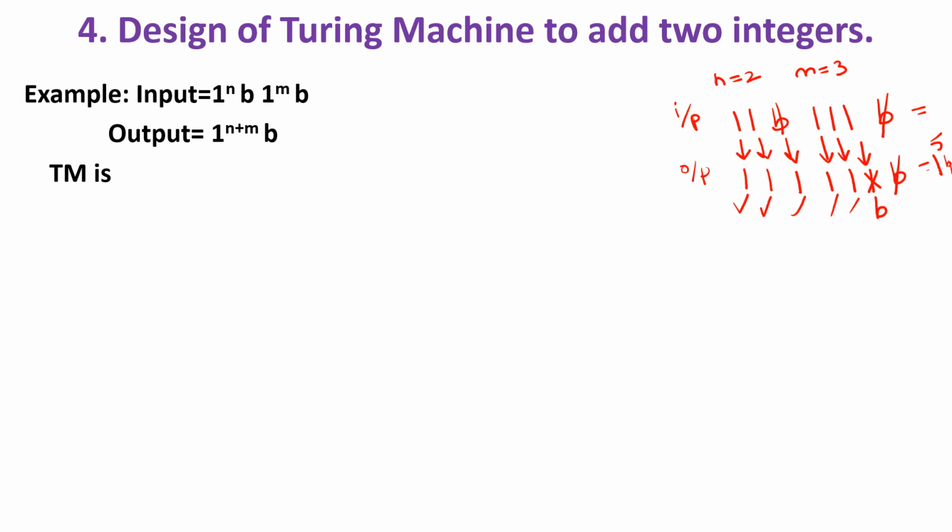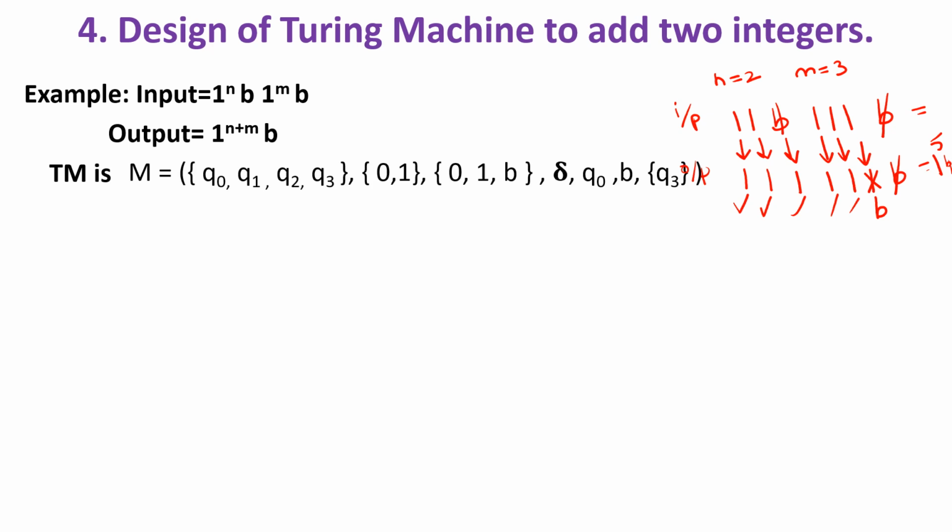So let us see the Turing machine for this language. Initially, we are at state Q0. So for n number of ones, keep ones as it is, be in the same state and go on moving towards the right until you come across a blank. So once you come across a blank, replace blank by 1, move towards the right and change the state.